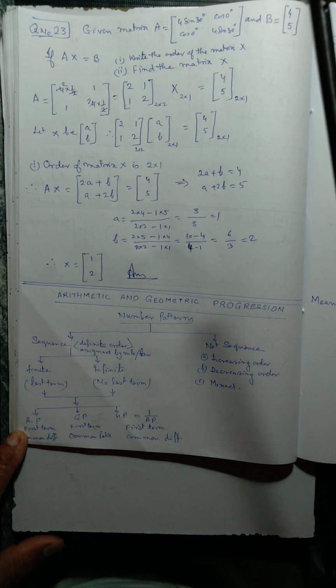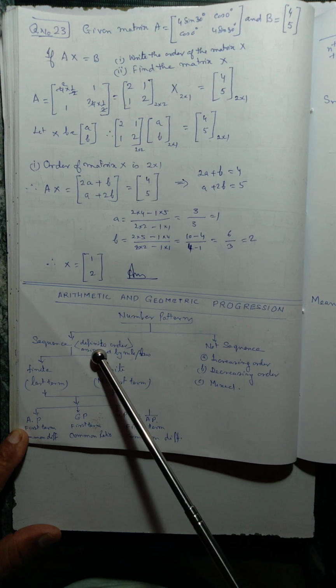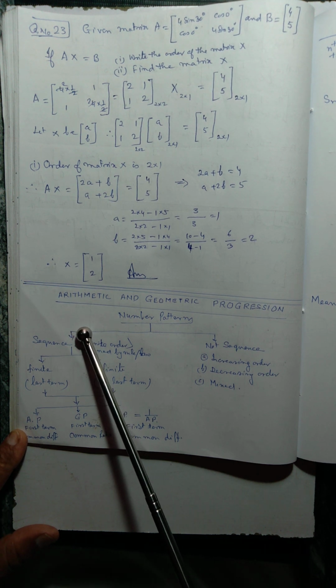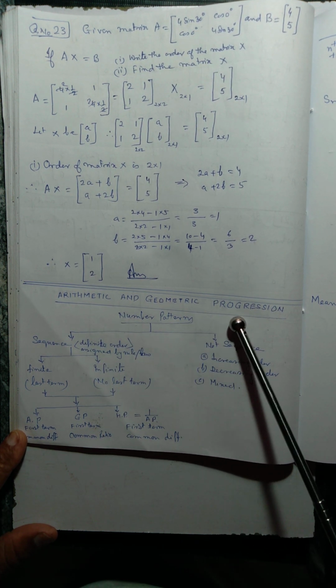Let us start. ICSE Mathematics Class 10th, Chapter 9, Arithmetic and Geometric Progression.